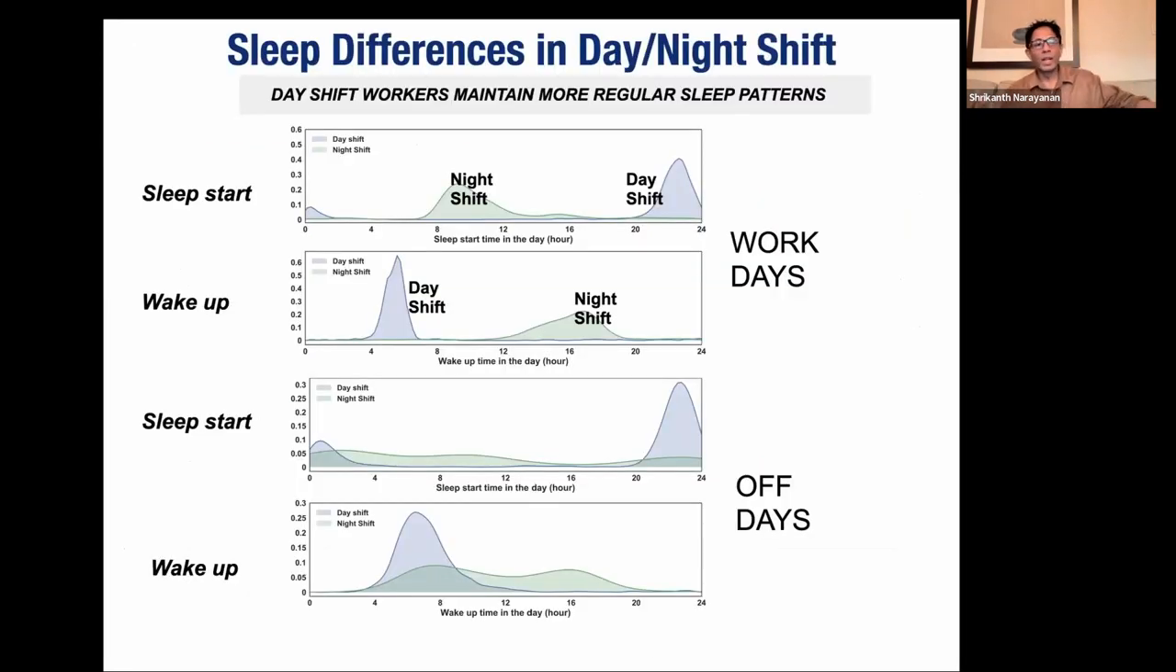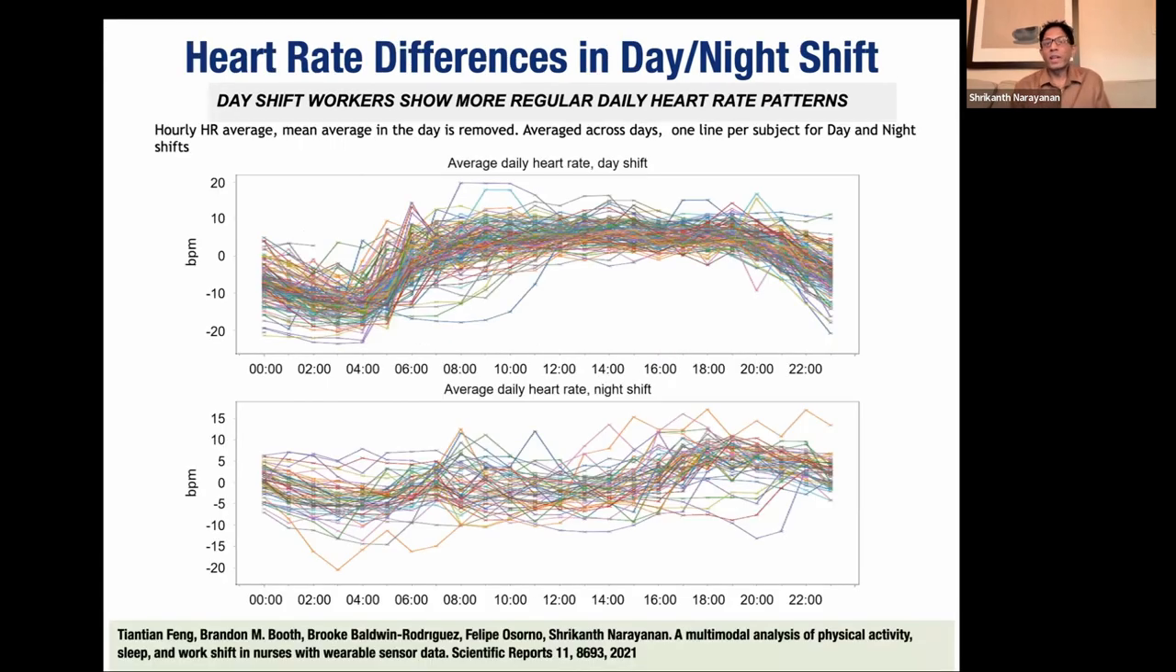For example, nurses work 24 hours, right? Some work night shifts, some work day shifts. We wanted to see behavioral differences between day and night shift people. We showed that day shift workers maintain regular sleep patterns on both work and non-work days, but not night shift people. Their non-work days are also disrupted, which impacts their health. Sleep is an important thing, so we have to think about how we can support them, and this is from their data. In fact, we can dig deeper and show the circadian rhythm, right?